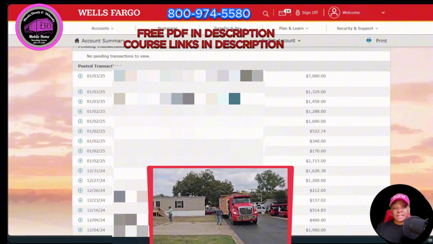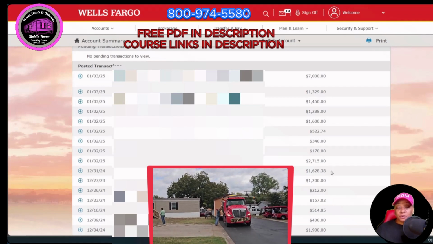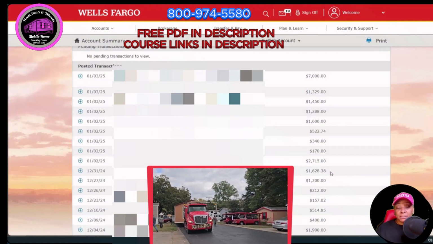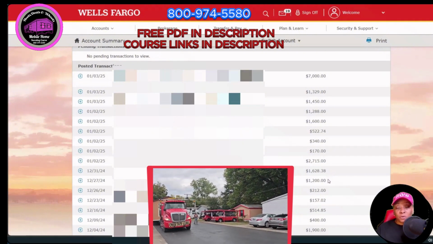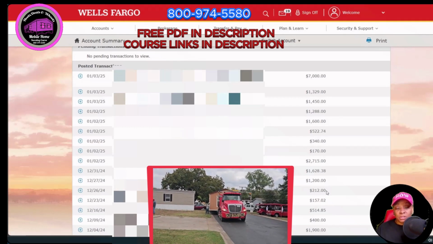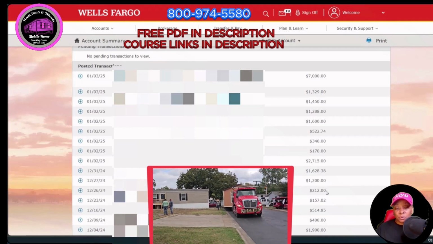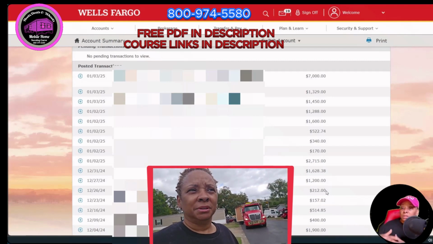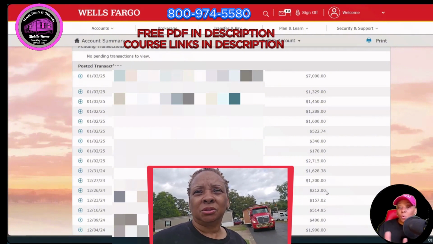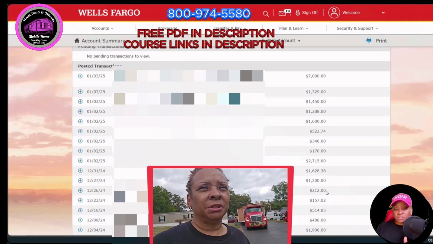Okay, here we go again, guys. 12/31/24, New Year's Eve, right? $1,628.38. We get another one, 12/27/24, another $1,200. We got another one, right? 12/26/24, $212. That is a Section 8 tenant that we have, and this is how much she is responsible for, her portion that she has to pay because she is on Section 8. Section 8 pays the rest.